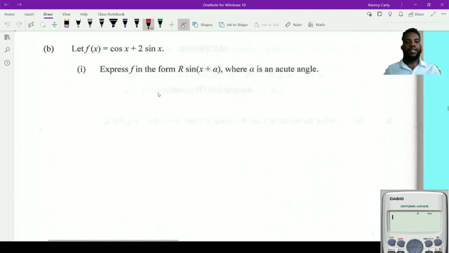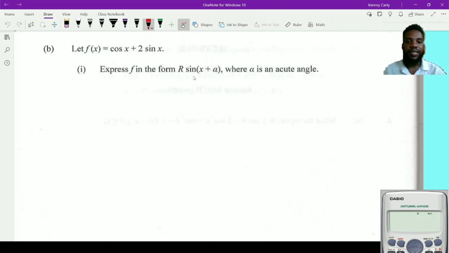All right, we get into question B. It says, let f of x equal cos x plus 2 sin x. Express f of x in the form r sin(x plus alpha), where alpha is acute. Now, by just looking at this question, there are certain things we want to point out. Please note that you cannot distribute this bracket because this is not multiplication. This is sine of (x plus alpha). It's a single function. And by looking at the function like this, there's only one thing that should pop in your mind right away, and that is the compound angle formula.